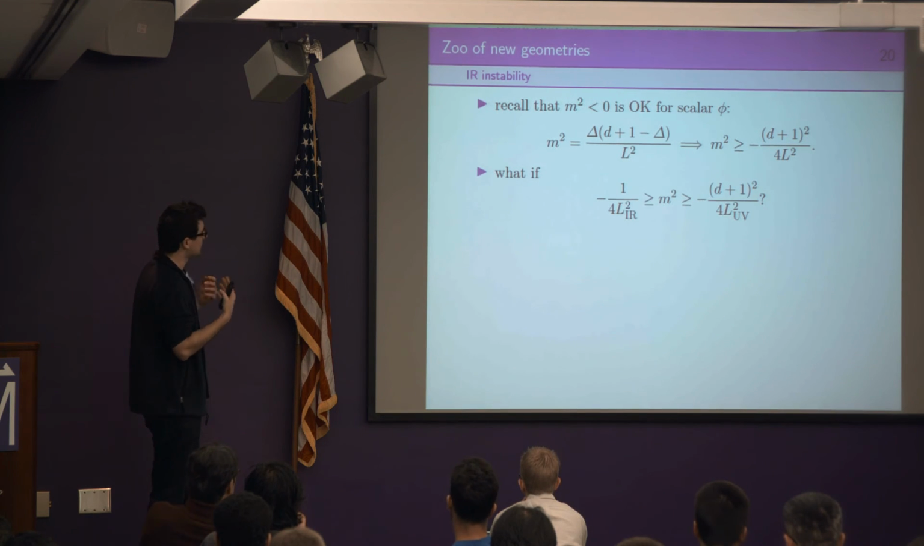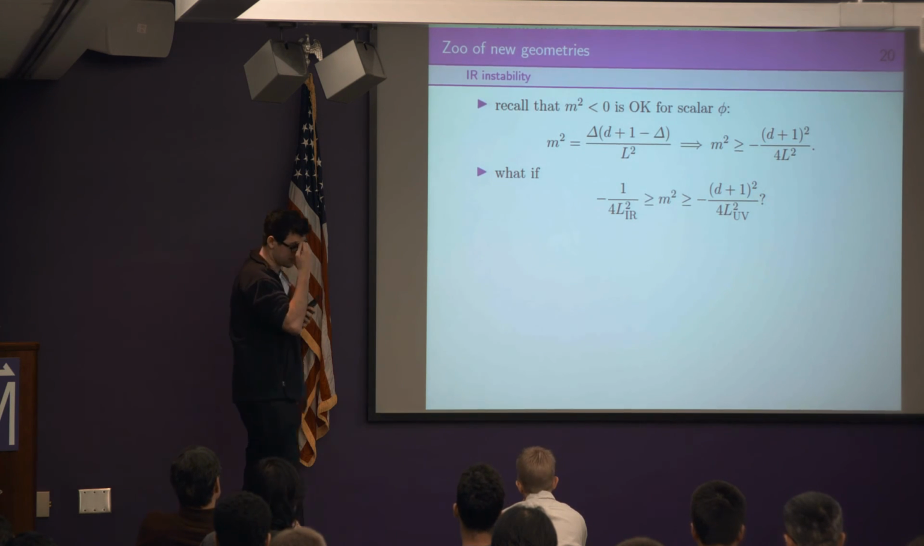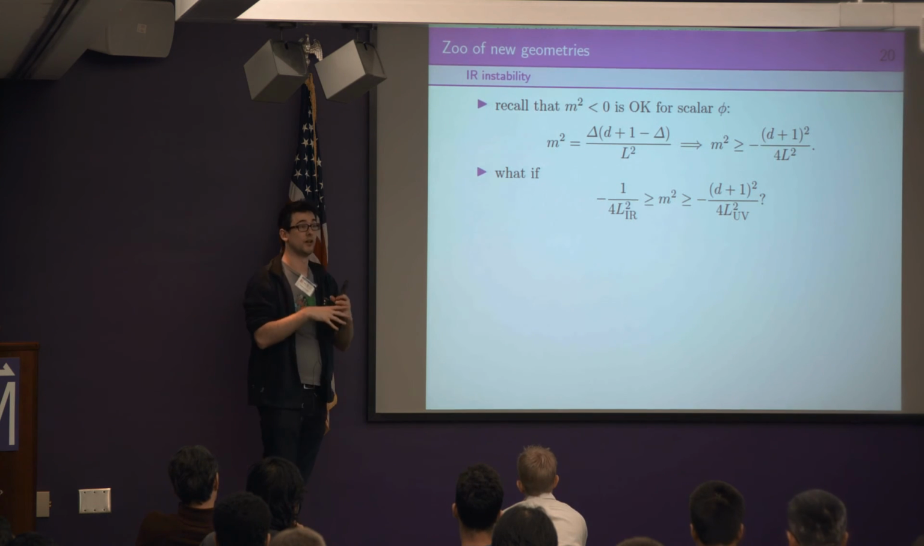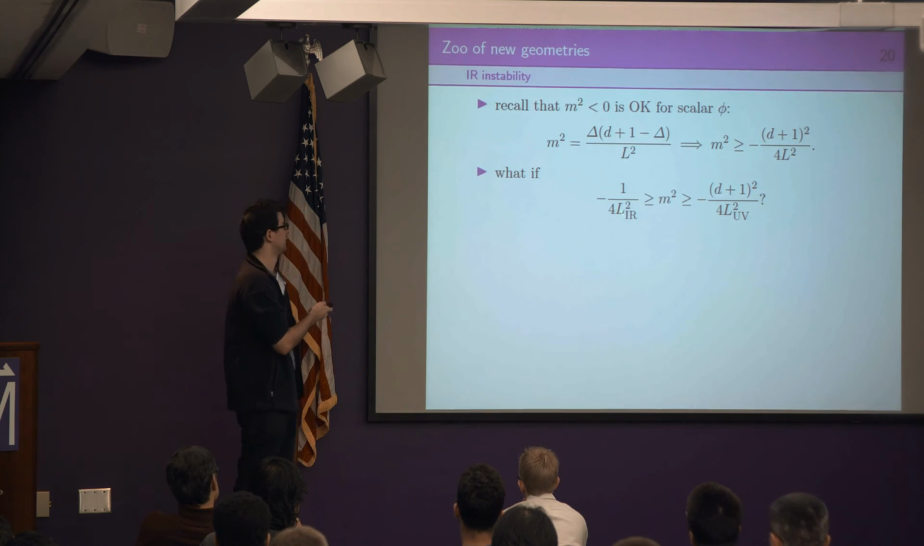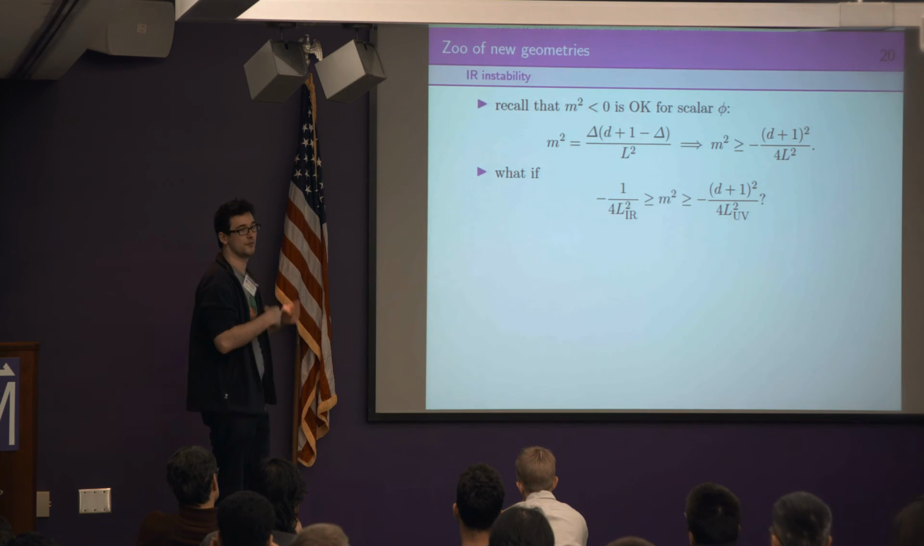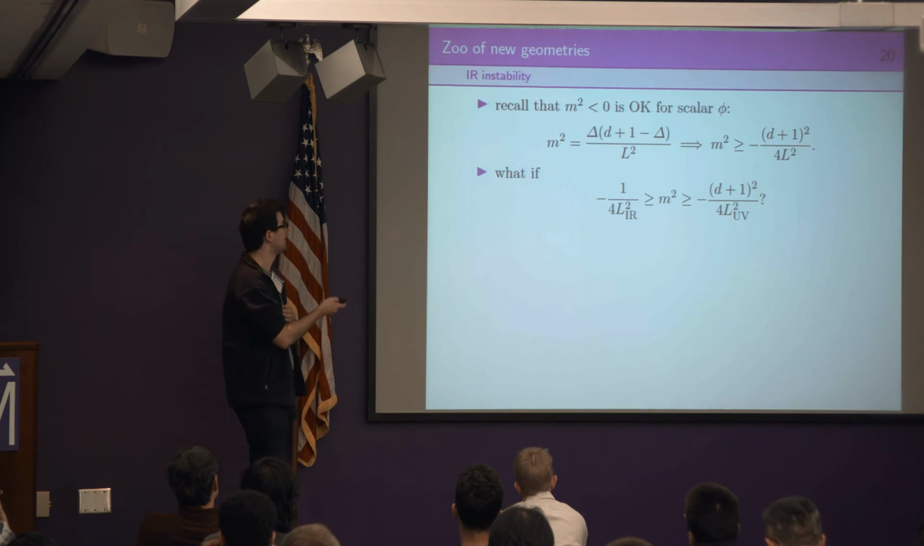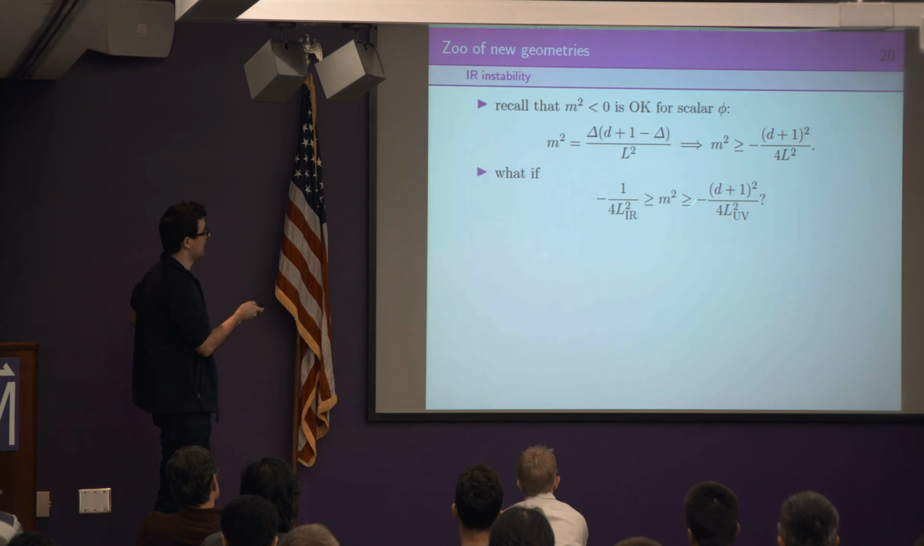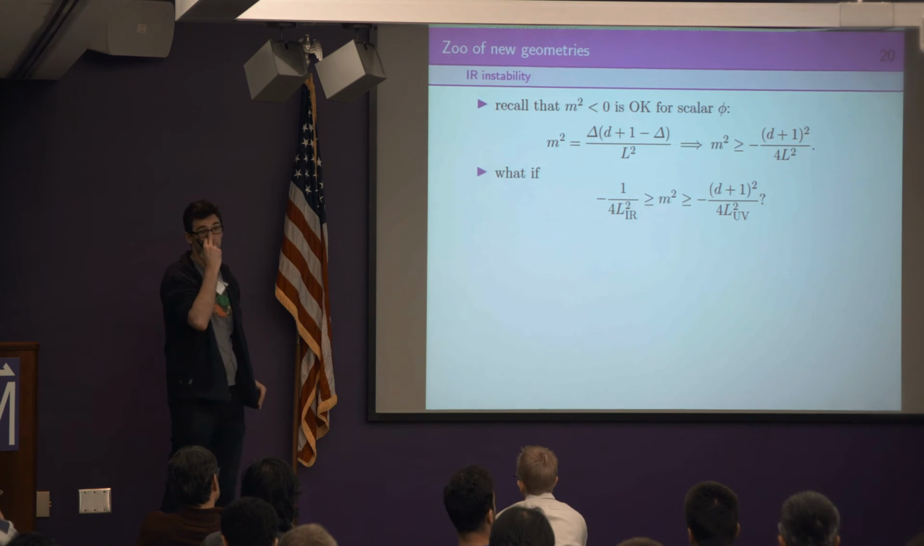Now, it's possible in these charged black holes to have a situation where in the UV, you have a mass that's negative, but not too negative. And then you turn on the chemical potential, and the mass becomes too negative for the interior geometry.